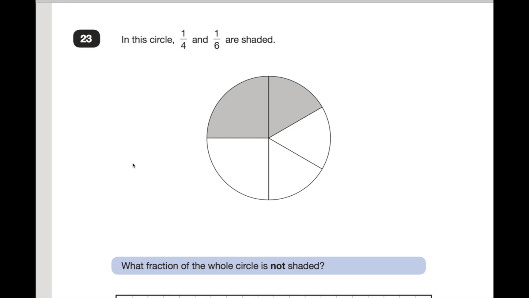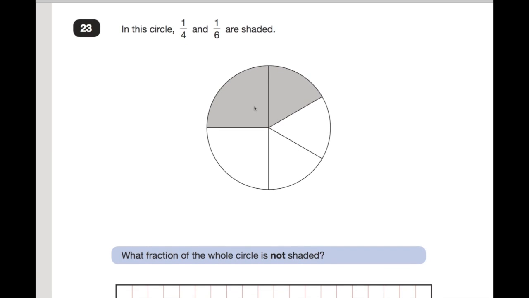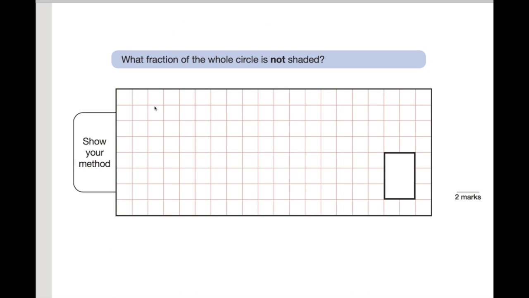Number 23 says that in this circle, 1/4 and 1/6 are shaded, and you can see that just here. What fraction of the whole circle is not shaded? Well, we know that this is going to be a quarter, and this is a sixth, so therefore these are sixths too, so that's 2/6 that aren't, and 1/4 that aren't. So we're going to need to add those together. And in order to add 1/4 and 2/6, we're going to have to change the denominator. What we need to do is convert these denominators so that we have the same on both sides.